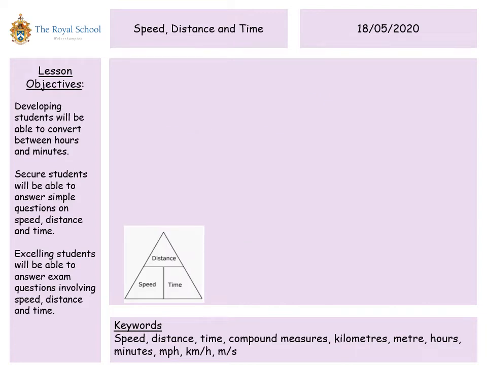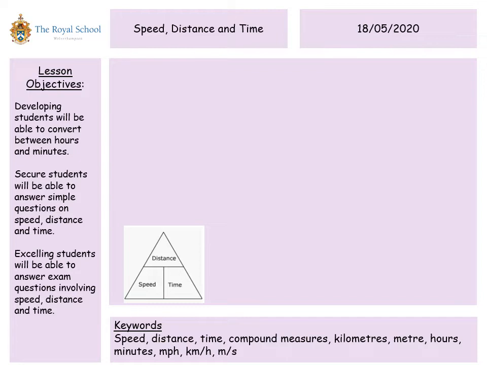Now you may well have seen that as a triangle before, so this is quite a lot of crossover with science on these measures. So we can write this as a little triangle here. We've got speed at the bottom here of the triangle, and then we can see distance at the top and then time at the bottom. And what this means is if you need to calculate something in terms of speed, distance and time, you can actually cover up on this triangle the one that you're trying to work out.